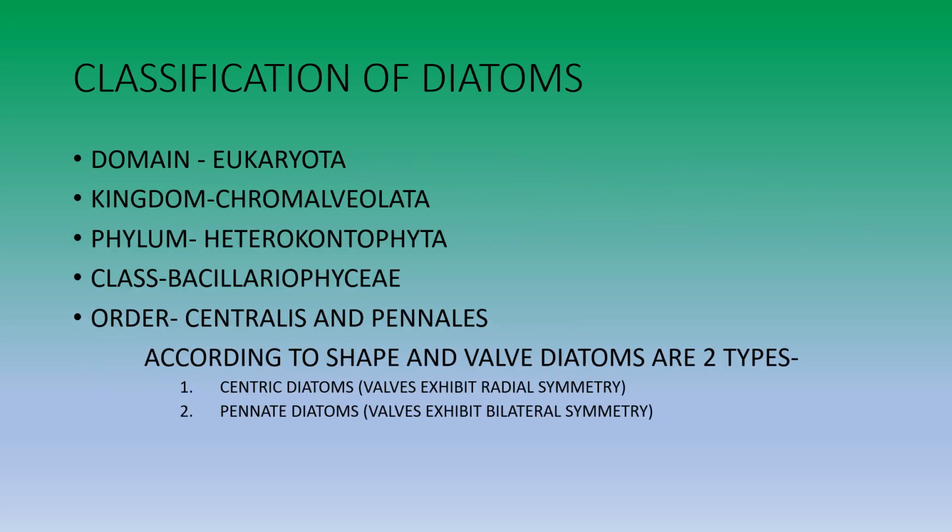Now comes the classification of diatoms. So the diatoms belong to the domain Eukaryota, kingdom Chloromalveolata, phylum Heterocanthophyta, class Basidiophyceae, and order Centralis and Pinnalis. Based on this order, the diatoms are classified into two types, that is the Centralis and the Pinnalis.